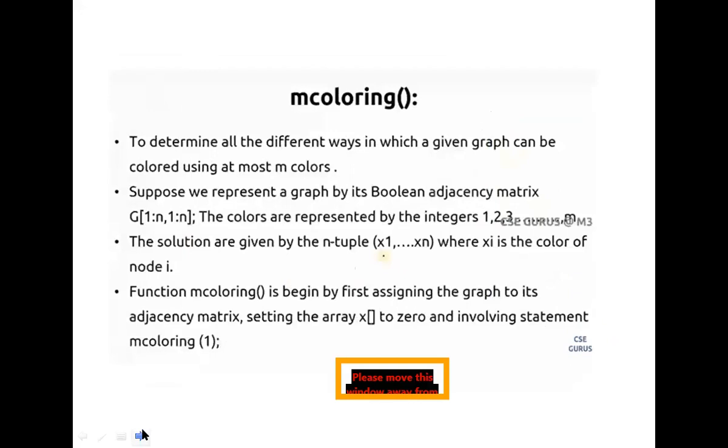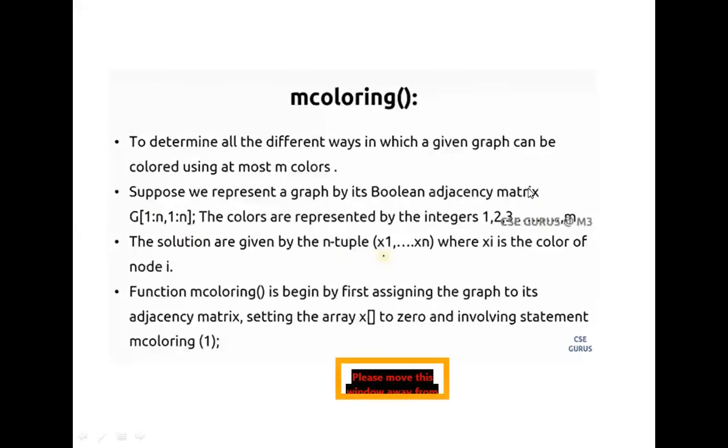So see here, M coloring. First, what does M coloring mean? To determine all different ways in which a given graph can be colored. Already I told you, you have to choose different ways such that no two adjacent vertices have the same color. You have to determine all the different ways.